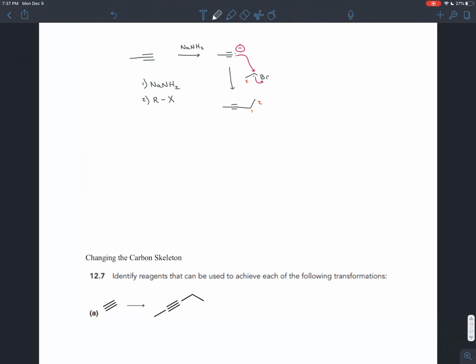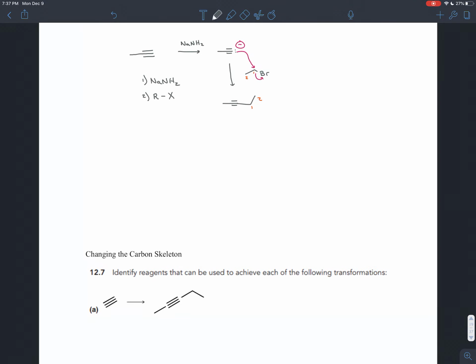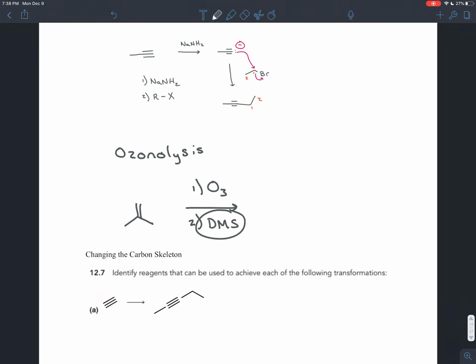To take them off, one way we've learned how to take them off is with ozonolysis. So for example, if you had a carbon here, and you did an ozonolysis on it, remember for an alkene, it's O3 followed in a separate step by dimethyl sulfide. For an alkyne, the second step is water. What that does is it breaks this double bond and replaces it with double bonds to oxygen.